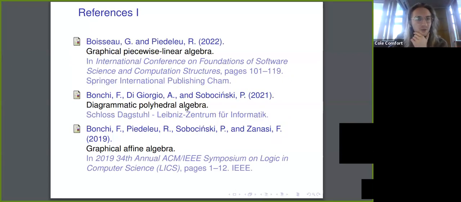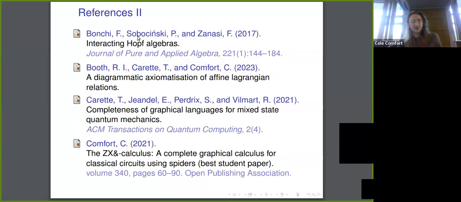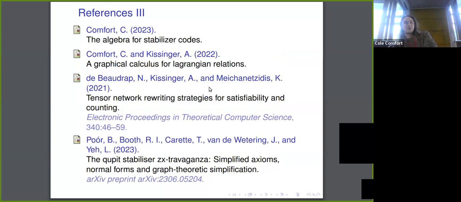And I want to give some references to interesting people. So I talked about graphical piecewise linear algebra, graphical polyhedral algebra, graphical affine algebra. So these all look a lot like ZX calculus, but have slightly different, or very different, semantic domains. Interacting Hopf algebras, which is the graphical linear algebra. And then there's this forthcoming paper by Robert and Titouan and I. Also, yeah, there's stuff on the discard construction, and then some of my work, this paper by Neil and Alex and Konstantinos, and the very closely related ZX extravaganza paper.